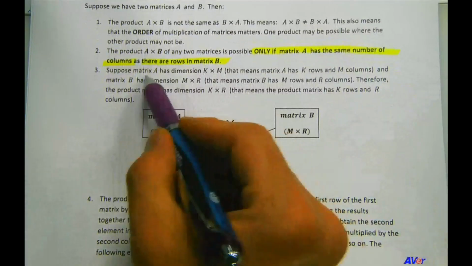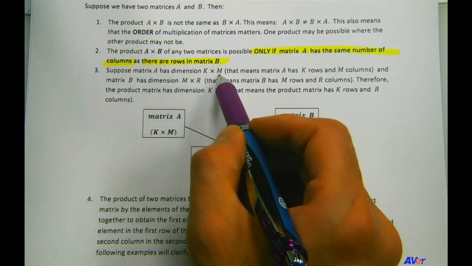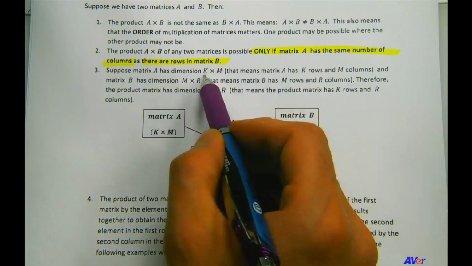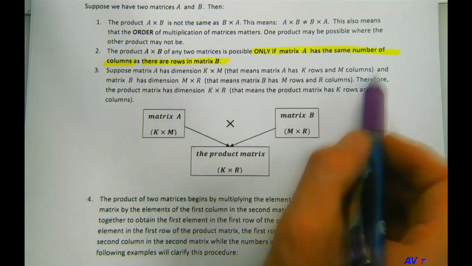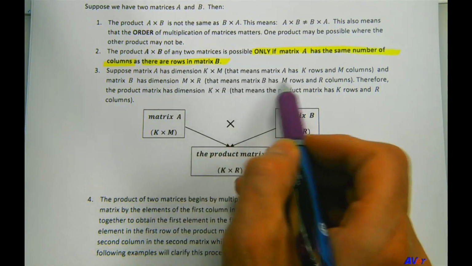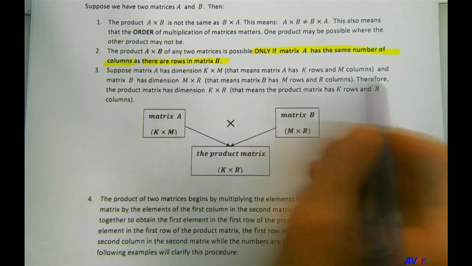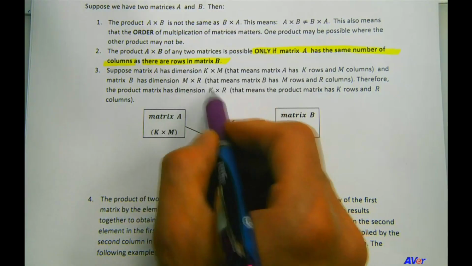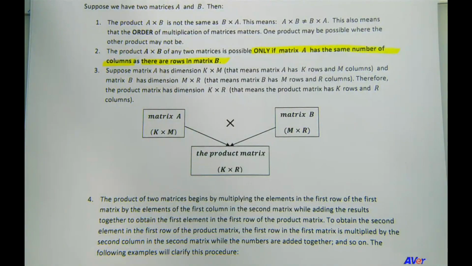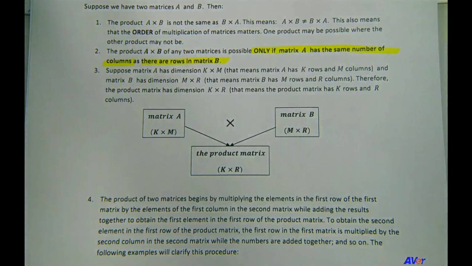Okay? So suppose matrix A has dimension k times m. That means matrix A has k rows and m columns, and matrix B has dimensions m times r, right? That means matrix B has m rows and r columns. Therefore, the product matrix has dimension k times r. There are 2 things happening here. One, is the product possible? Second, if the product is possible, what is the size of the resultant matrix?